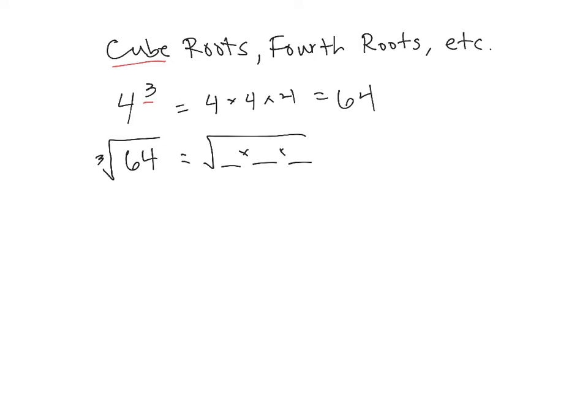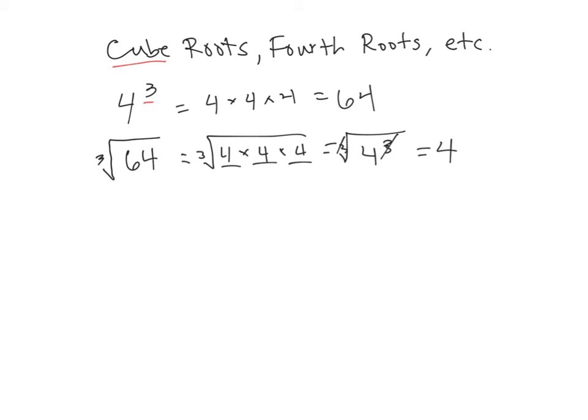In this case, if I just did it, right? 3 4s multiplied together is going to make 64, or 4 cubed. So that cube root and the index of 3 undo each other, and I'm left with 4. Right?